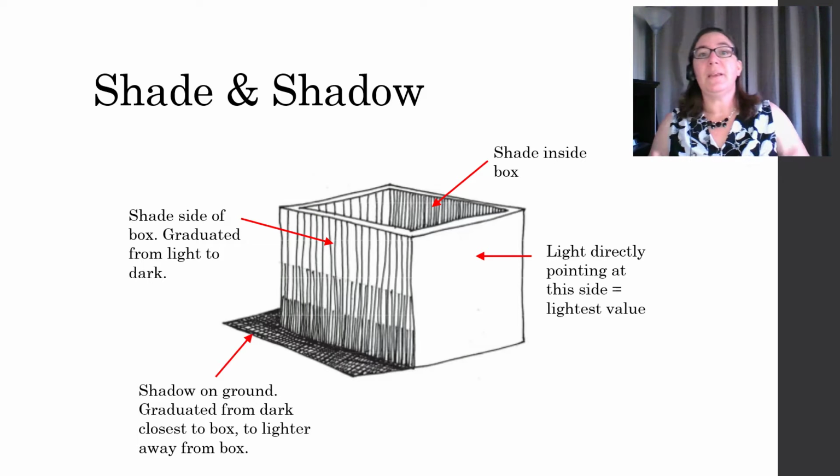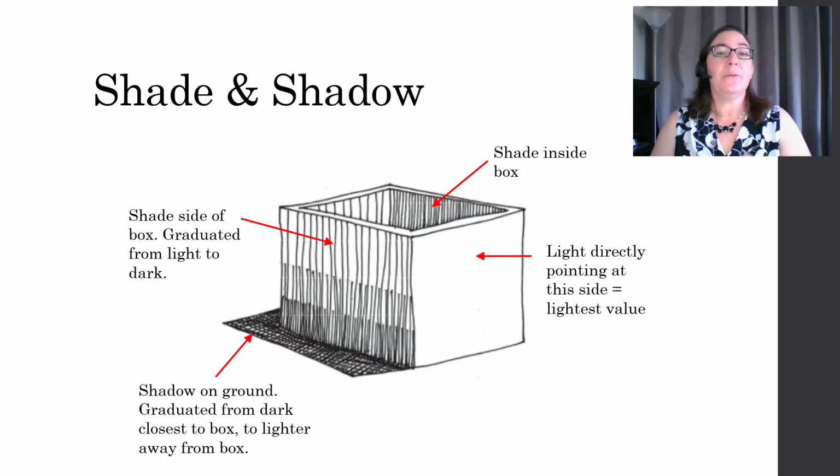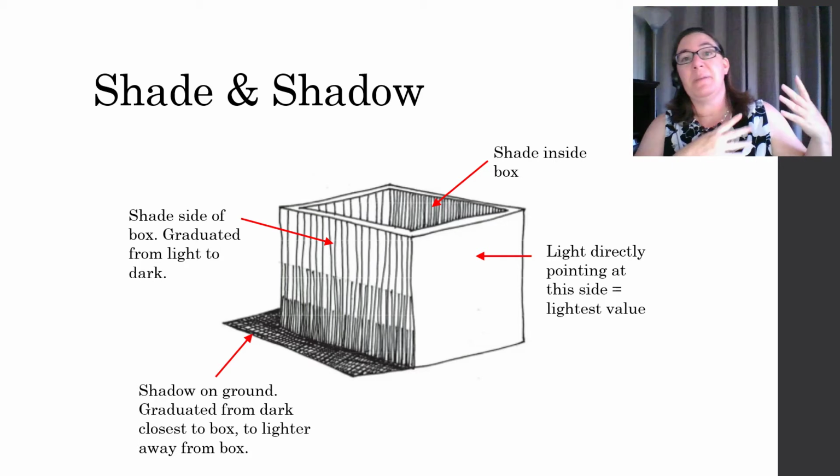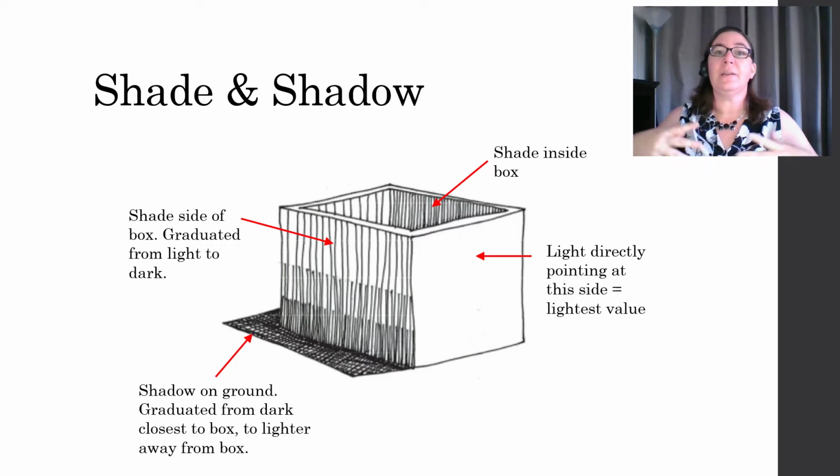Because we live in an atmosphere and light bounces around, your shadows are graduated. They're going to be darkest closest to the object, or closest to a corner, and then they're going to lighten farther away from the object.